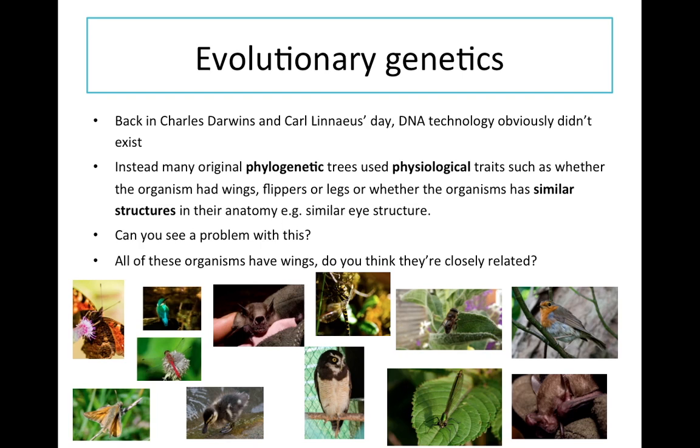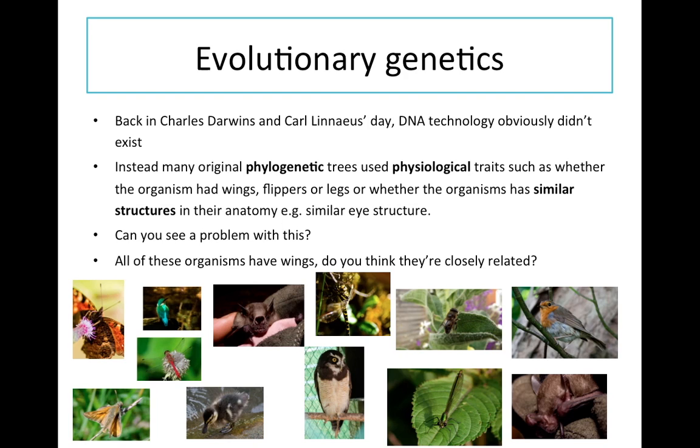But obviously back in the day of Charles Darwin and Carl Linnaeus, DNA technology didn't exist. So many original phylogenetic trees used shared physiological traits, such as whether the organism had wings, flippers, or legs, or whether the organism had similar structures in their anatomy, so for example, similar eye structure. But can you see a problem with that? If we take a look at the organisms on the screen at the moment, all of them have wings, but do you think they're closely related?